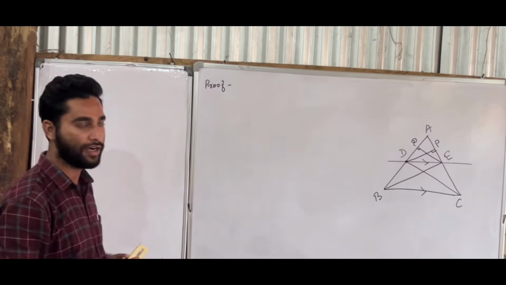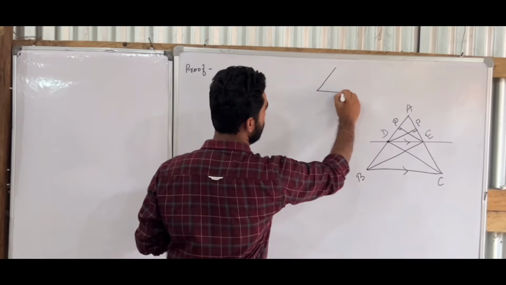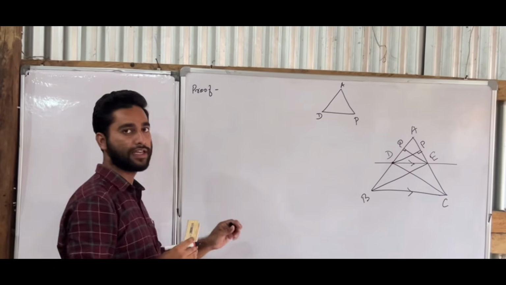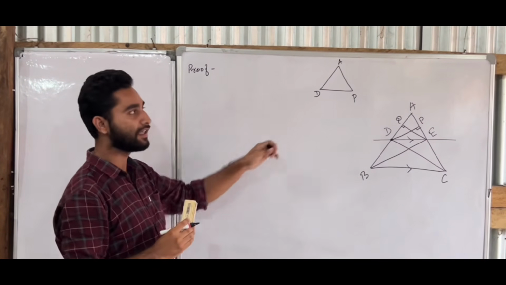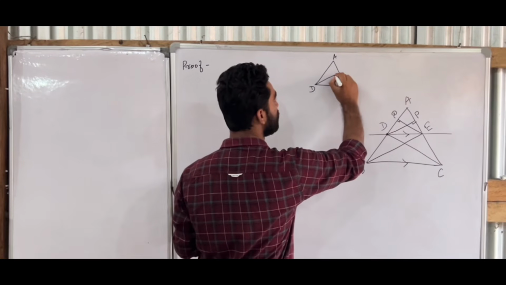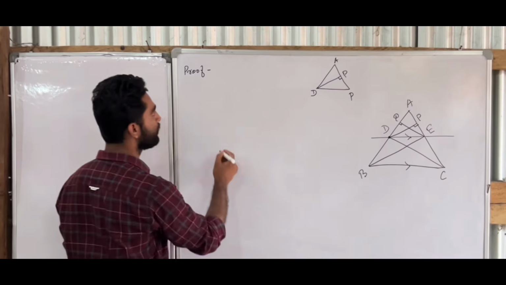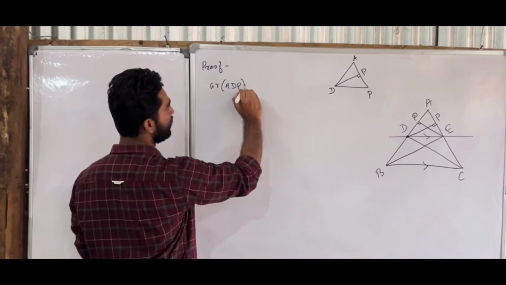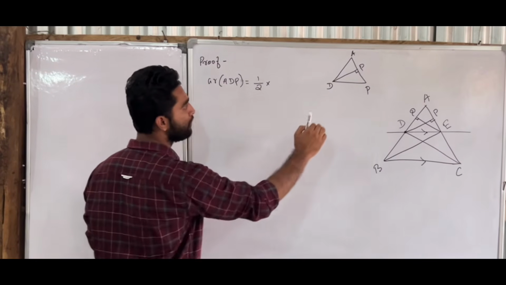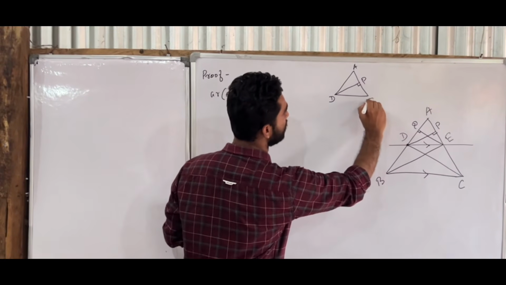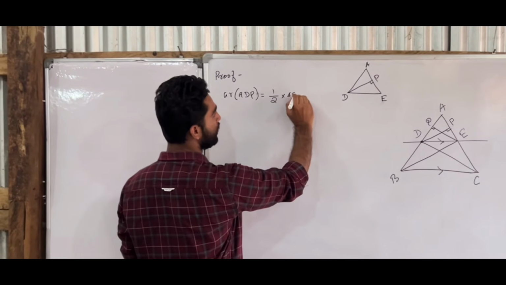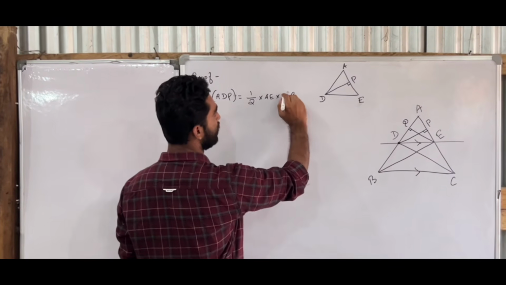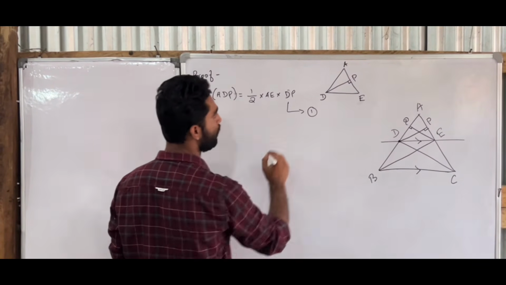See, here I can see one triangle, that is triangle ADP. And in this triangle, if I want to find the area, how can we find it? Let's suppose I consider the altitude DP. So what will be the area of triangle ADP? It is equal to half into base, not P, this one is E, base is AE, into height, or altitude, DP. This one you give equation number 1.